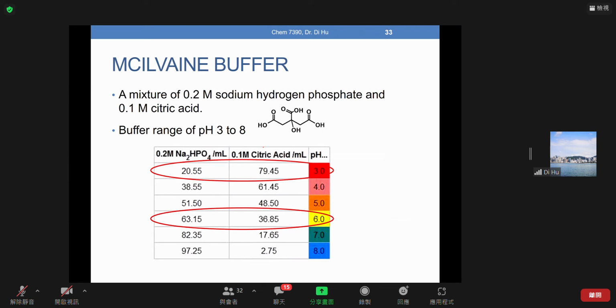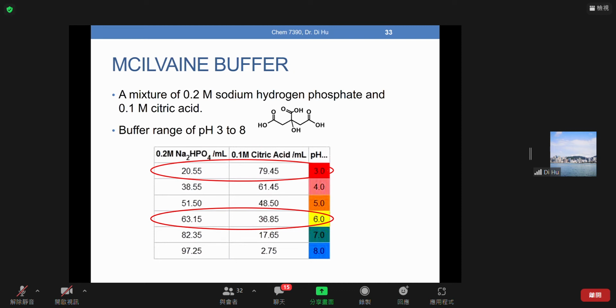So this is what shows for the McIlvaine buffer. We use this one. This buffer is a mixture of 0.2 mole per liter sodium hydrogen phosphate and 0.1 mole of citric acid. Okay, so we can see the buffer range. The buffer range can be from pH of 3 to 8 if we're using different combinations of fractions of this sodium hydrogen phosphate and citric acid.